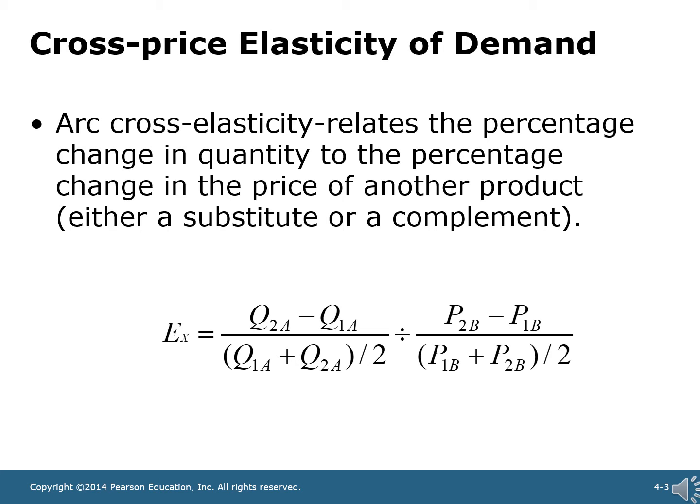So to go through the equation again, it's EX, the cross-price elasticity of demand, which equals the change in quantity, Q2 minus Q1 for product A, divided by the average of the quantity for product A. All of that is going to be divided by the change in price for product B, P2 minus P1, divided by the average price for product B.